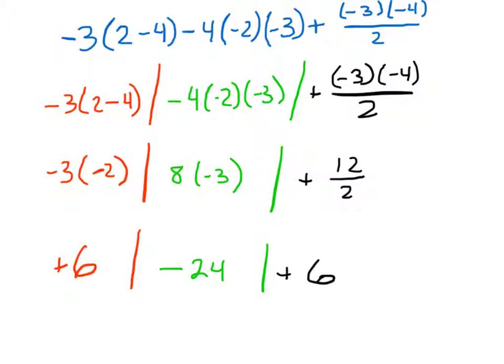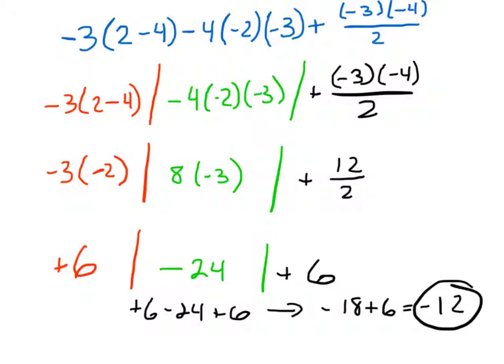So now, if I rewrite this whole problem, I've got positive 6 minus 24 plus 6. And now we can try to solve that. Positive 6 minus 24 will be a negative 18 plus 6 will equal a negative 12. So the answer to this blue problem way up here is a negative 12.